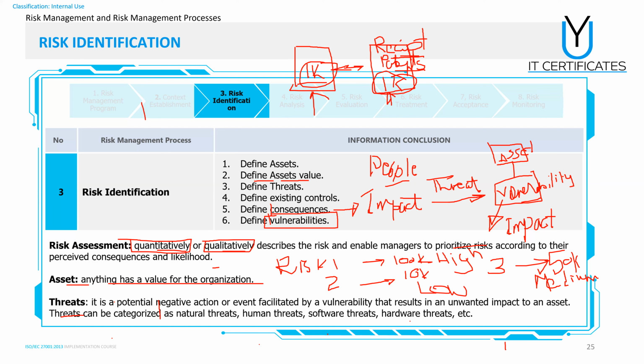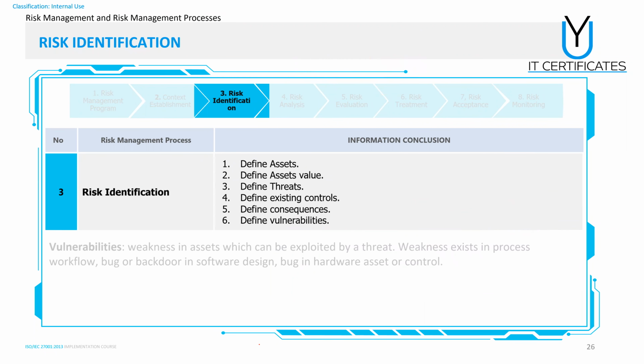But of course, in quantitative, it is very difficult, and all the information usually is not available, and you don't know the exact likelihood of the risk. Then you will not be able to define this information accurately. But usually the organization will mix and match between qualitative and quantitative, as we will see later.